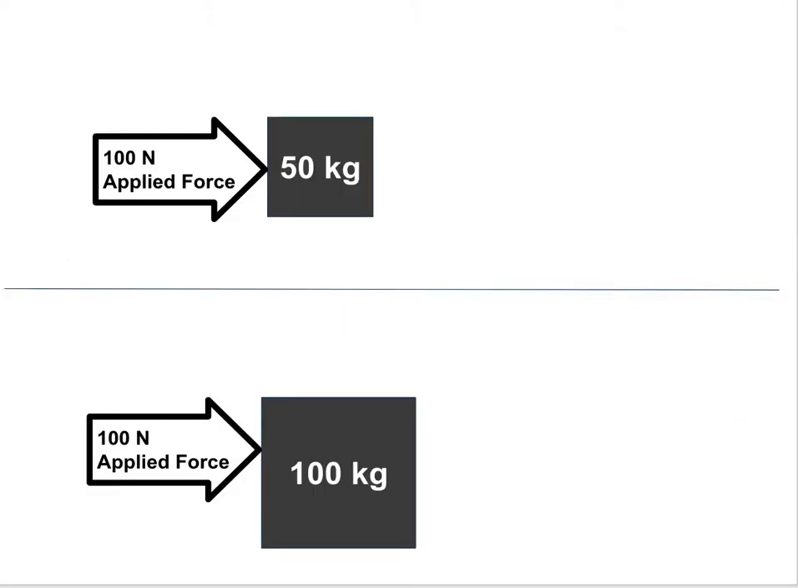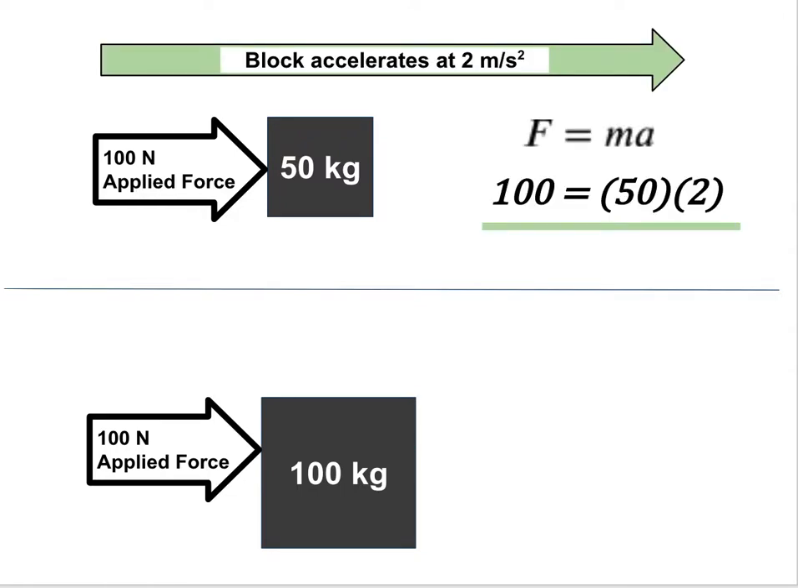Let's take a look at a quick example that looks similar to something we saw in a lab in class. If we have 100 newtons acting on 50 kilograms, now that we've seen this formula, it should make sense as to why we saw an acceleration of 2 meters per second squared. Because that 100 newtons would have to equal 50 times 2.